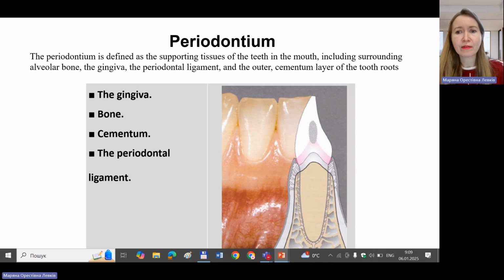The next structure that is of great importance in dental therapy is the periodontium. Periodontium is defined as the supporting tissues of the teeth in the mouth, including surrounding alveolar bone, gingiva, periodontal ligament, and the outer cementum layer of the tooth roots.